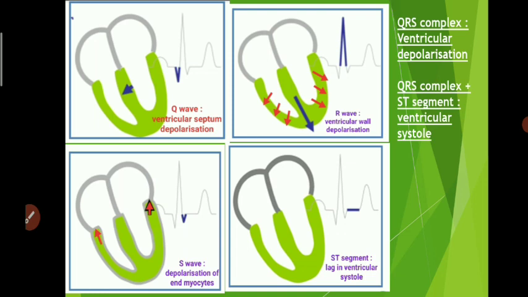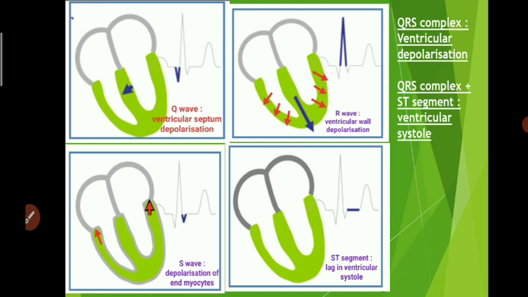Following the QRS complex, we have an ST segment. Now this ST segment only represents ventricular systole. That is, during this ST segment, we can see that the ventricles are getting contracted. This also proves that the ventricular systole lags behind the ventricular depolarization. That is, first the ventricles get depolarized and then this depolarization is followed by ventricular systole. So the ST segment is basically proof of the lag between the ventricular depolarization and the ventricular systole. First the depolarization occurs and then the ventricles start contracting.